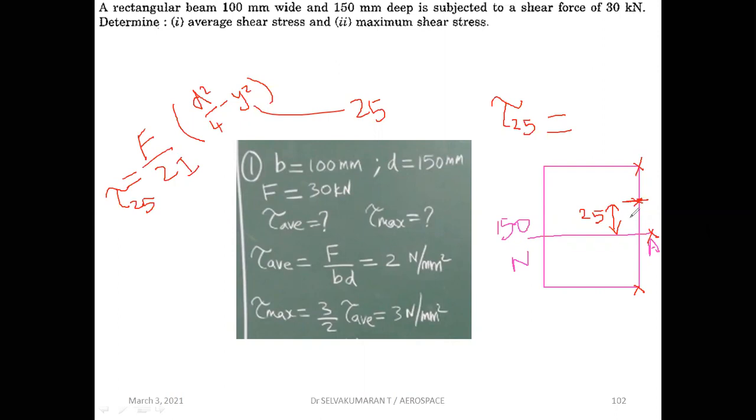Sometimes they can give 25 millimeter below the top of the beam. In that case, total depth is 150, so half of this will be 75. So 75 minus 25, that is 50, would be your y value. So please remember.